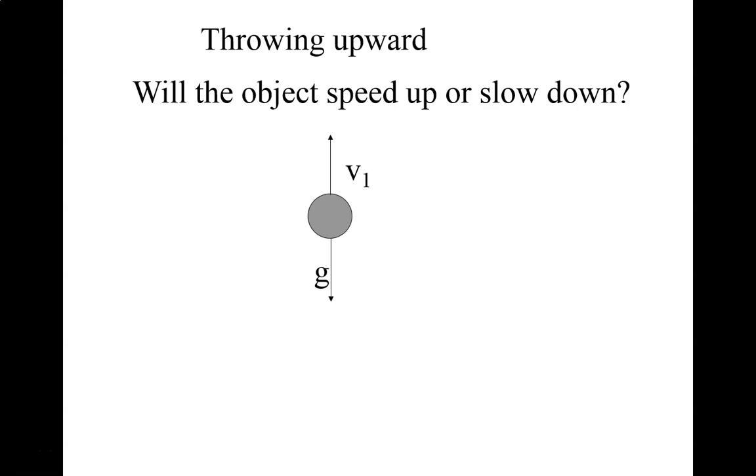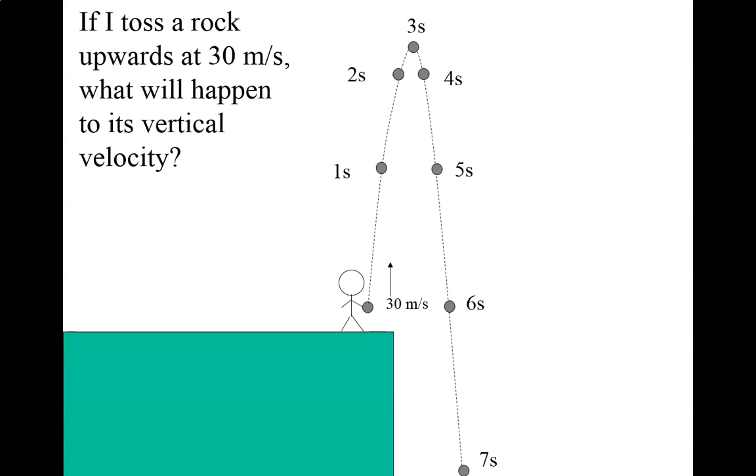So the sign on velocity is going to be positive, and the sign on the acceleration is still going to be negative 9.8 meters per second squared. And gravity is still going to change the speed of an object by about 10 meters per second each second. So if I were to throw an object up, and let's say we threw it up at 30 meters per second, now is gravity going to cause it to speed up or slow down in this case?